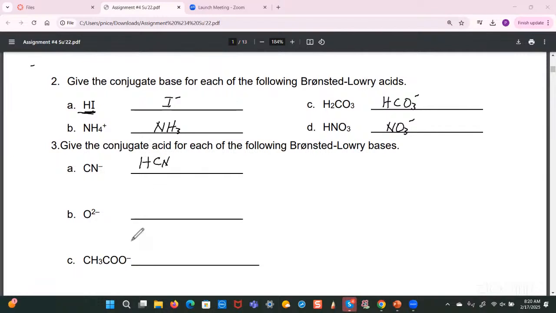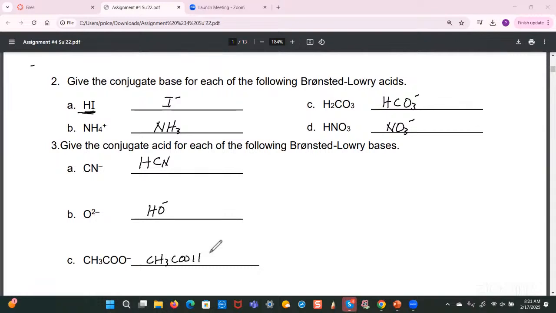What about O2 minus? When you add an H plus to it, what would be the result? HO minus or OH minus, same thing. What about this one? This is called the acetate ion. So when you add H plus to it, what would be the result? CH3COOH. Traditionally, since it's an organic acid, we put the hydrogen at the end, so this should be COOH.